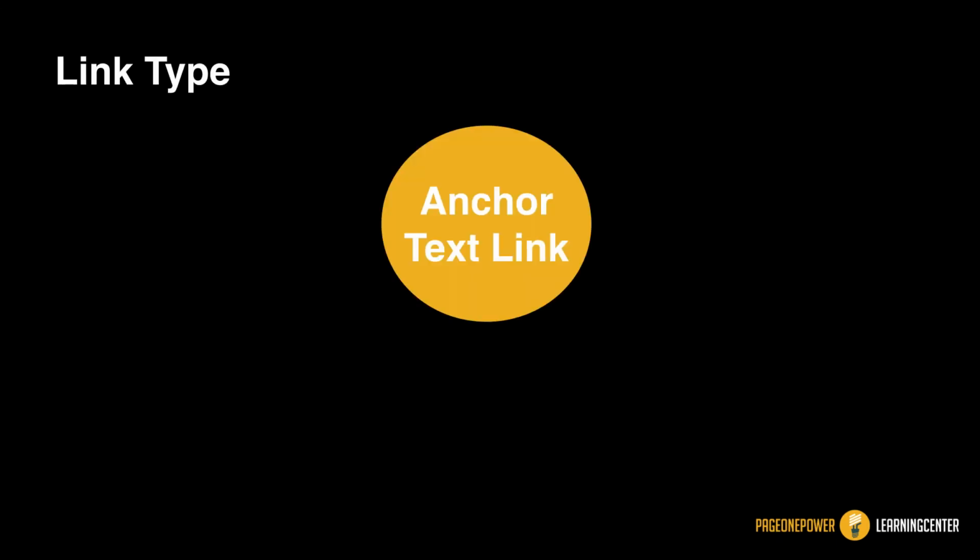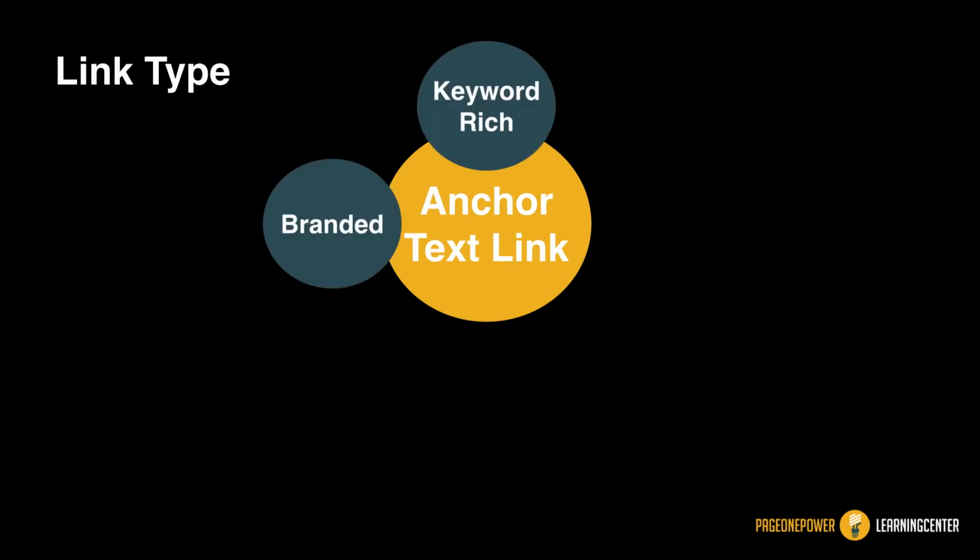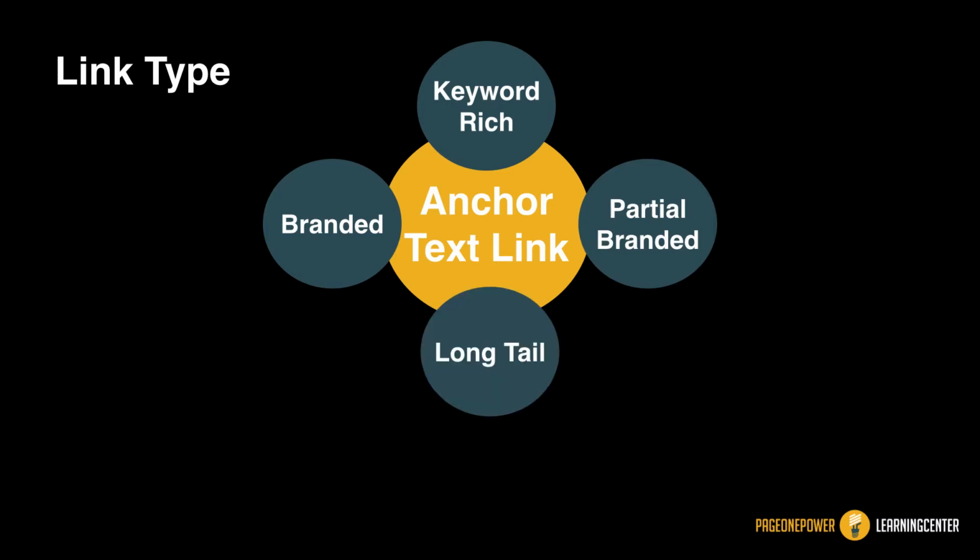Anchor text link. Anchor text is the visible, clickable text of the link. Anchor text links are the most common and best way to increase search ranking for a targeted keyword. But remember, Penguin will punish over-optimization. The words used as anchor text can include branded, keyword-rich, partial branded, and long tail. Variety is extremely important in organic link building.